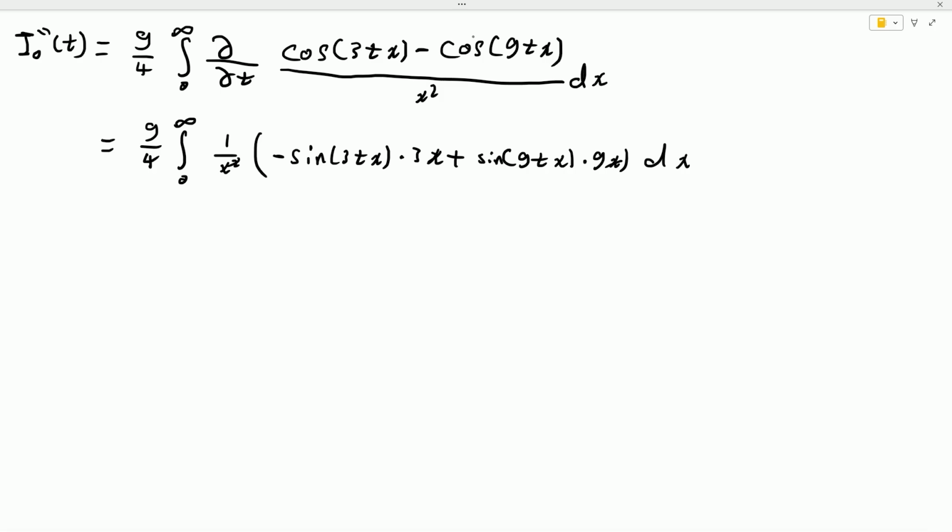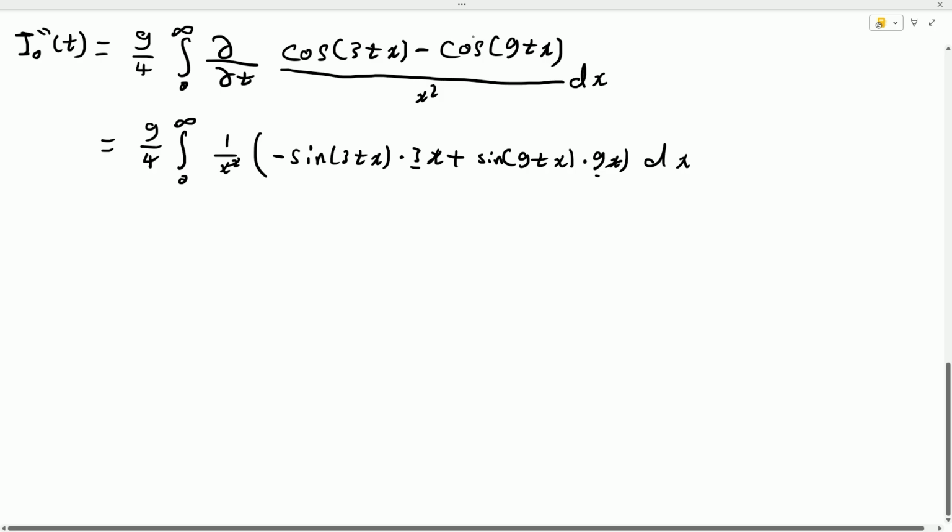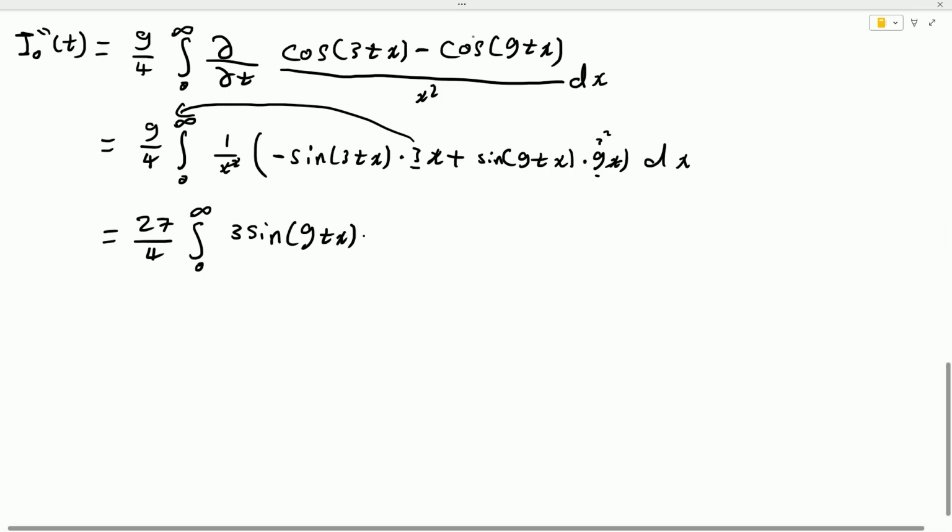So now let's factor out this 3 outside. 9 is just 3 squared, so let's factor out the 3 and take it out of the integral operator. So we are going to get 9 multiplied by 9 over 4 multiplied by 3, which is just 27 over 4, the integral from 0 to infinity. And now we're going to have 3 sine 9tx minus sine 3tx all over x. And of course, we are integrating with respect to x.